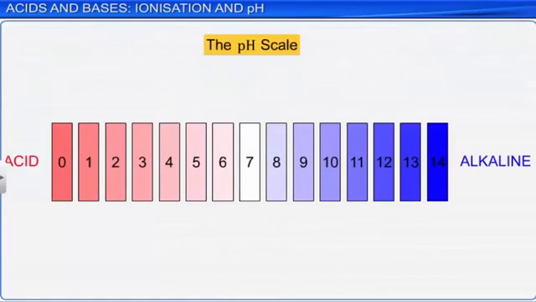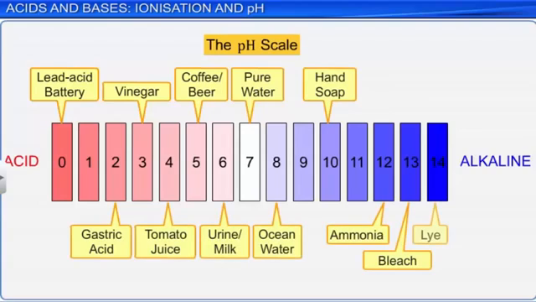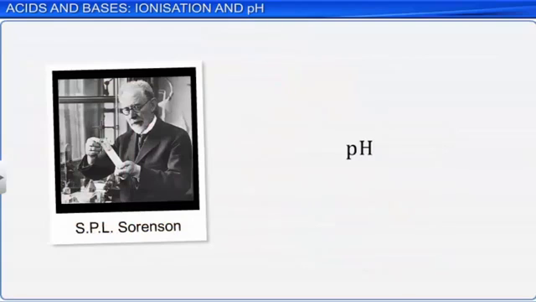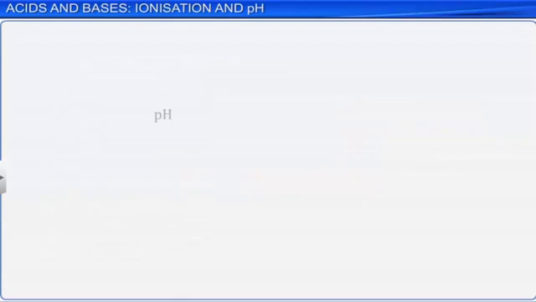The concentration of hydrogen ions is commonly expressed in terms of the pH scale, which was introduced by S.P.L. Sorensen. The P in pH comes from the German word Potenz, meaning power, and the H from the concentration of H plus ions. The pH of a solution is defined as the negative logarithm to the base 10 of the molar hydrogen ion concentration in a solution.